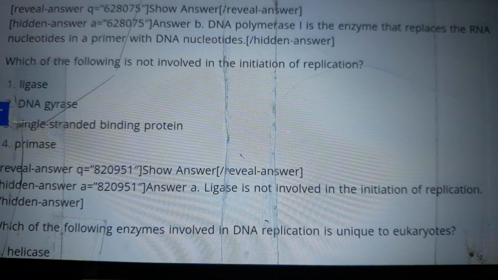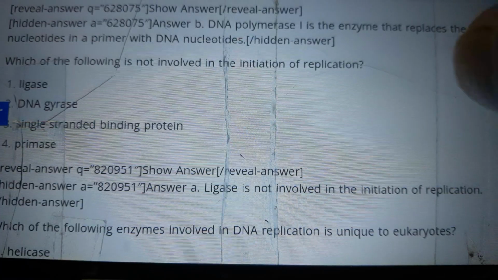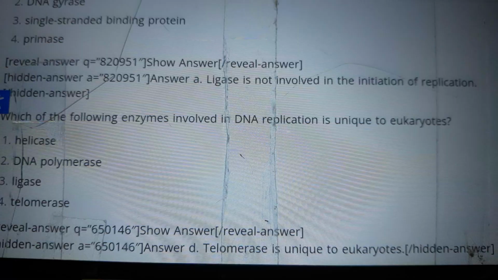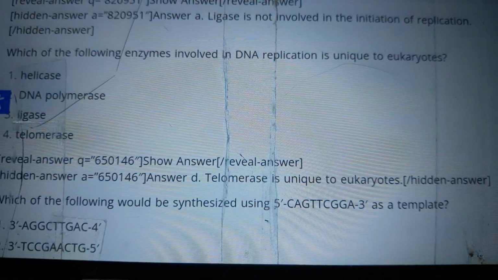So the answer is B, DNA polymerase is the enzyme that replaces the RNA nucleotides in a primer with DNA nucleotides. Which of the following is not involved in initiation of replication? The answer is A, ligase is not involved in the initiation of replication. Which of the following enzymes in replication is unique to eukaryotes? That would be telomerase, which is unique to eukaryotes, right?